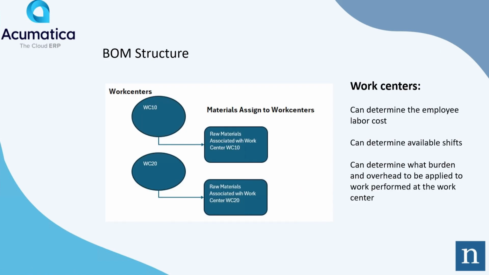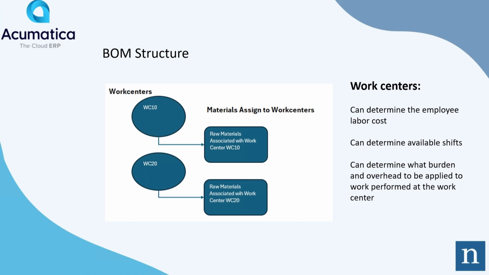The basic BOM structure for Acumatica is that work centers are applied to bill of materials. Raw materials are associated with work centers. So in our example, work center 10 could have its own set of raw materials associated with it, and work center 20 can have its own set of raw materials associated with it as well. So the BOM structure in Acumatica not only tells you what goes into a finished good, but it also tells you how to make that finished good.